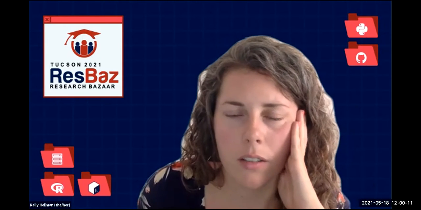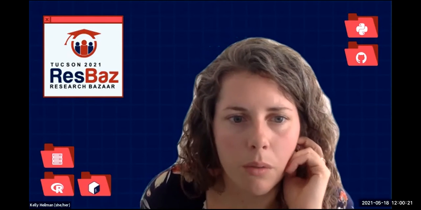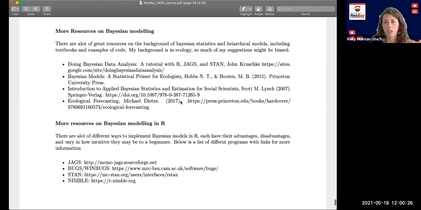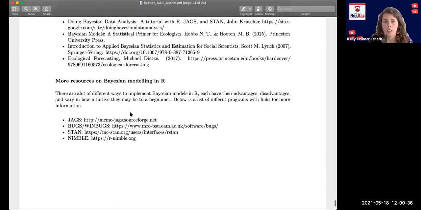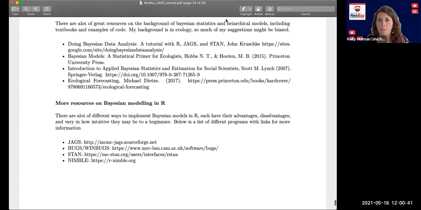There are also, in this PDF, some additional resources on Bayesian modeling that you can find. I don't necessarily need to walk through them, but I'll show them up here. I'll push this PDF up to the GitHub repository so you can have the up-to-date version of it. There are a lot of books, a lot of online resources, and different resources to implement Bayesian modeling in R.